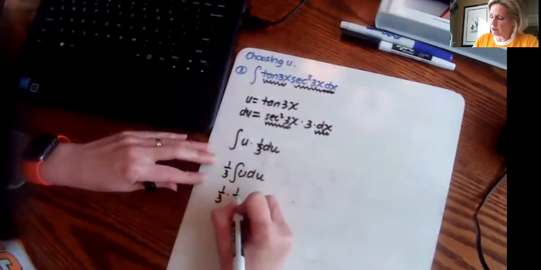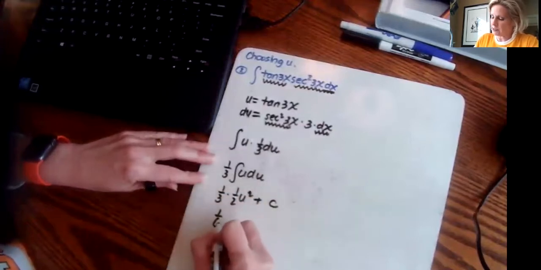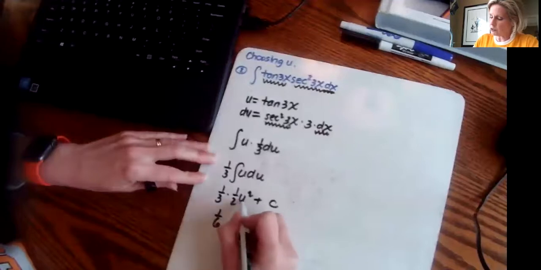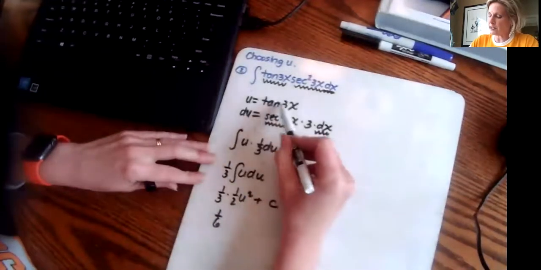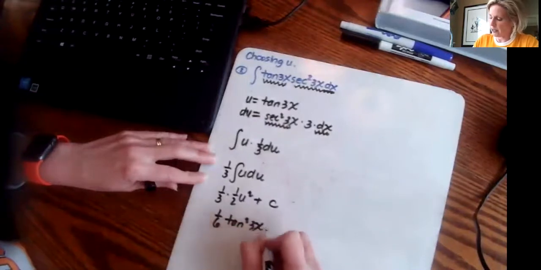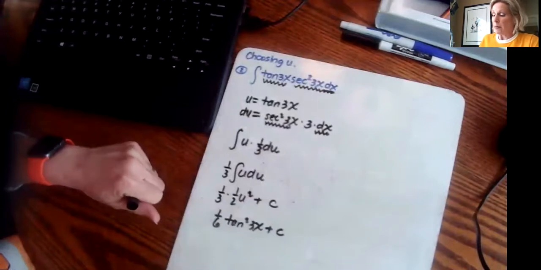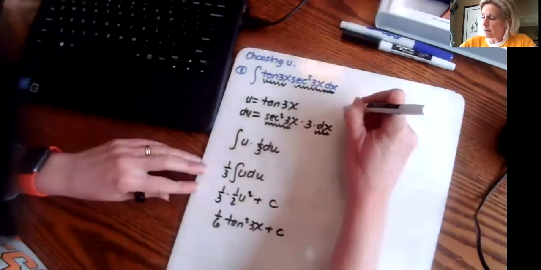And then I know that's 1/3. The antiderivative of u is 1/2 u squared plus c. So it's 1/6. Replace your u. So u squared would be tangent of 3x squared, which is tan squared 3x plus c. Okay.